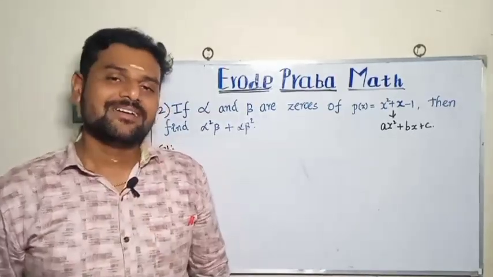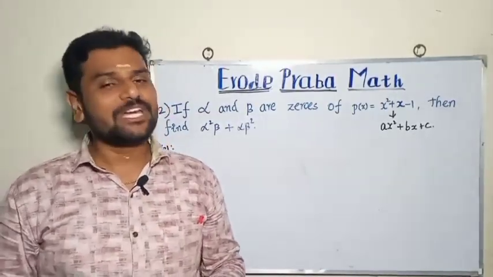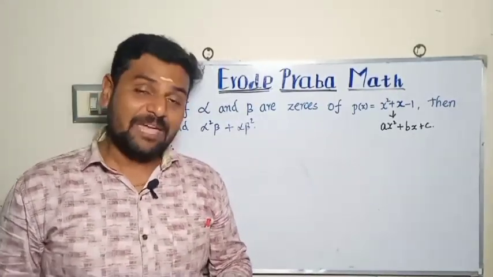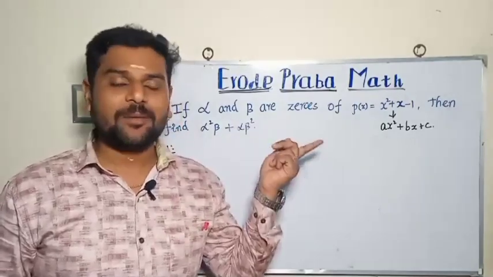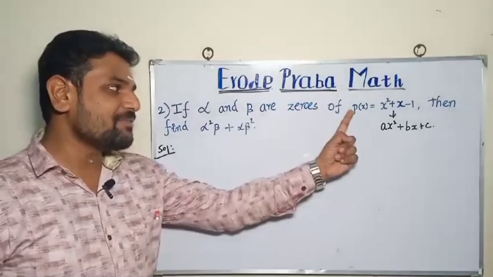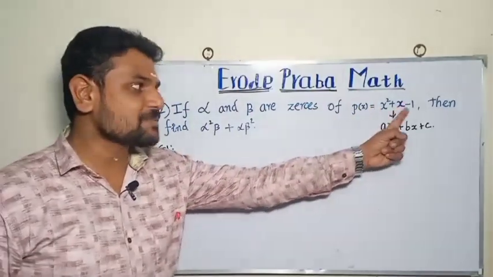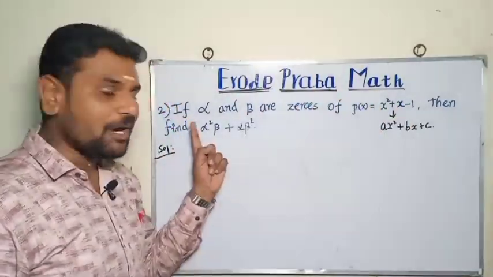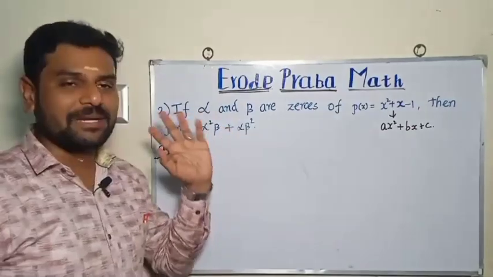Welcome all. In the last video, we saw one different method in polynomials. In the same method, we are going to see one more problem. So look at the problem. If alpha and beta are zeros of p(x) = x² + x − 1, then find the value of alpha² beta + alpha beta².